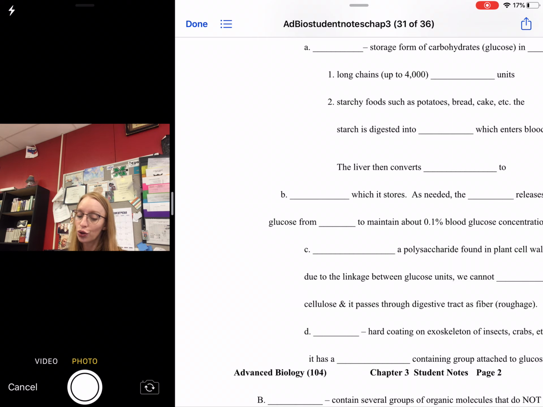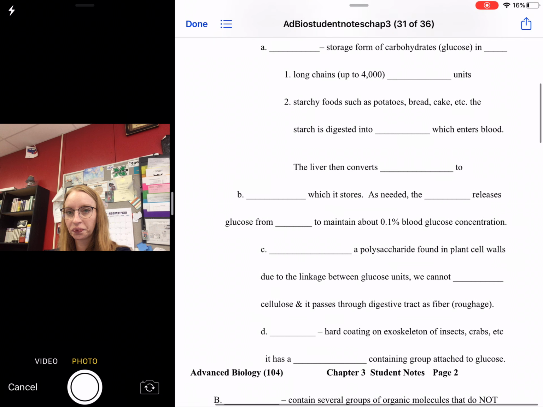It's digested into glucose when it enters the blood, and then the liver converts glucose into glycogen, which the liver stores. As needed, the liver releases glucose from glycogen to maintain about a 0.1% blood glucose concentration.